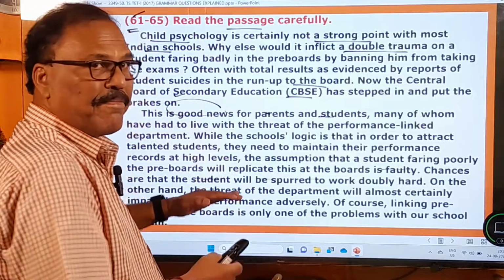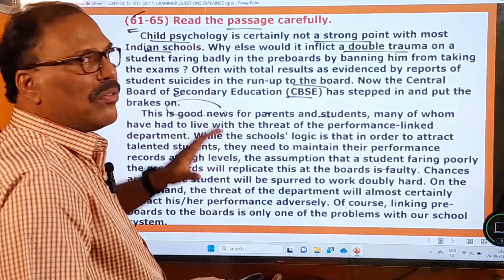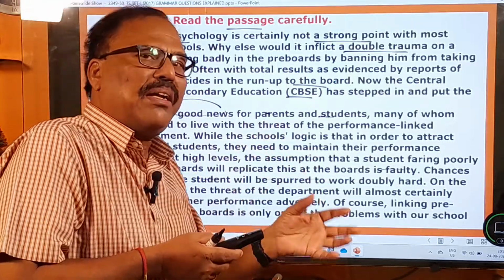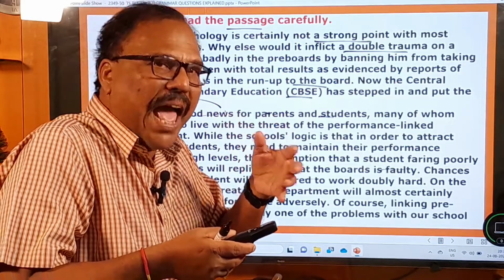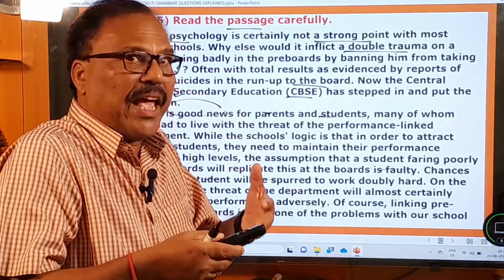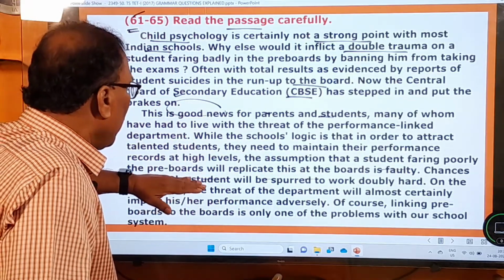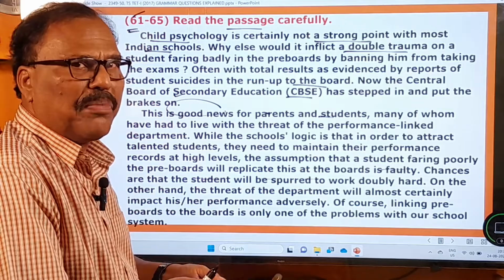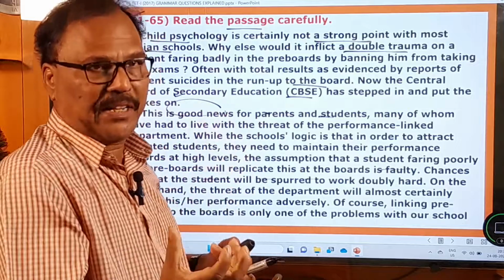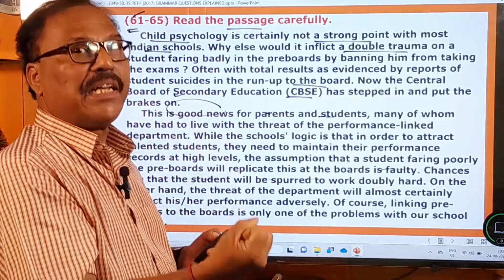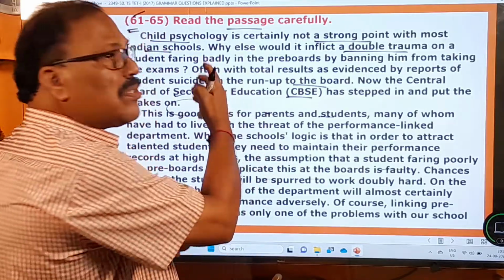Chances are there, because sometimes we cannot predict child psychology. Sometimes they look dull and not active, but sometimes they feel very active and work vigorously. So chances are that the student will be spurred to work. Spurred means he might act with a sudden increase in speed. Suddenly, he might work very hard, and such chances are also there.